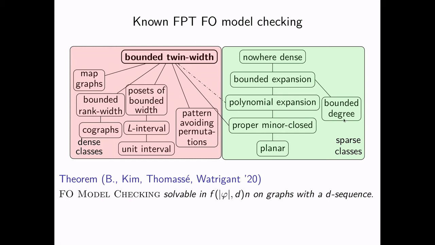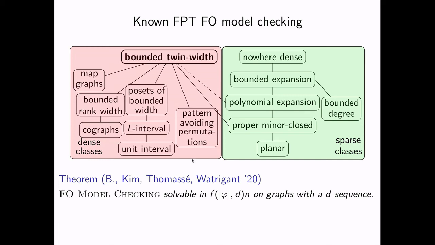So this is what we know currently on classes where FO model checking is FPT. I won't define all those things, but for classes that are closed under taking subgraphs, we know the final answer in the so-called nowhere dense classes. There is an algorithm for those classes, and this is as far as we can get. For classes that are not nowhere dense but subgraph closed, we know that FO model checking is not tractable.